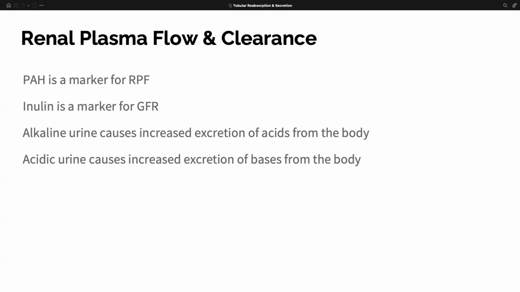Another thing which you should know is that alkaline urine causes increased excretion of acids from the body, and vice versa. If you have acidic urine, it'll cause decreased excretion of acids from the body. And if you have acidic urine, that's going to cause increased excretion of bases from the body, and vice versa. If you have alkaline urine, that's going to cause decreased excretion of bases from the body.